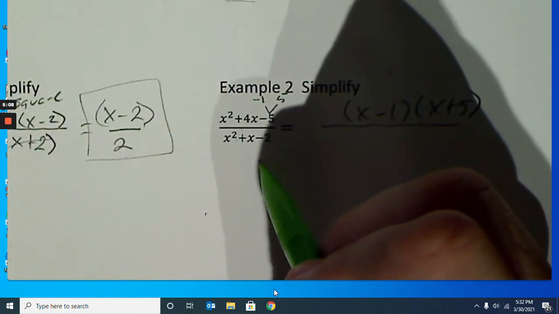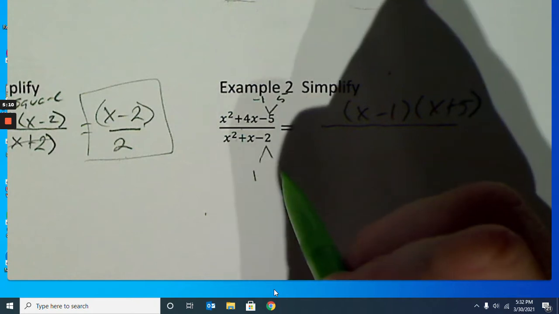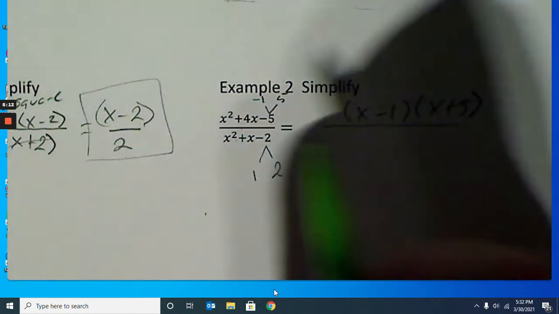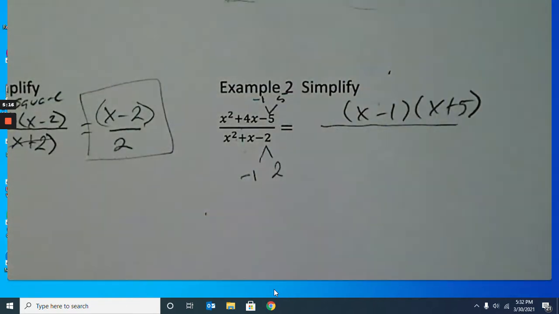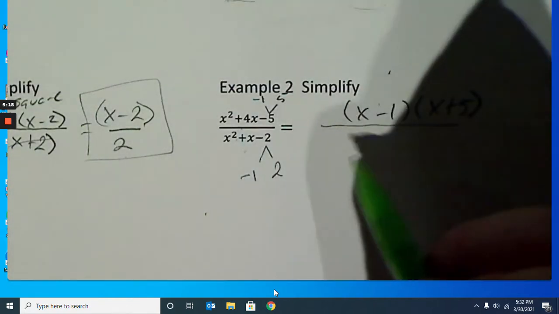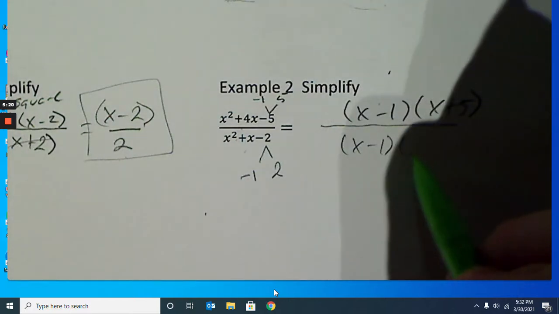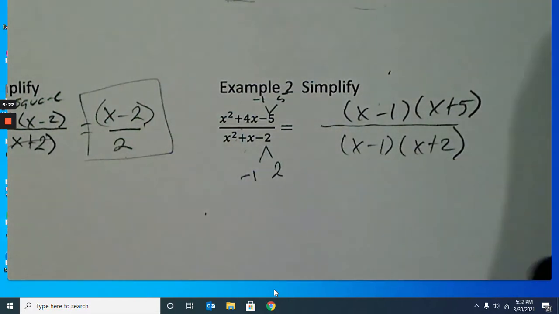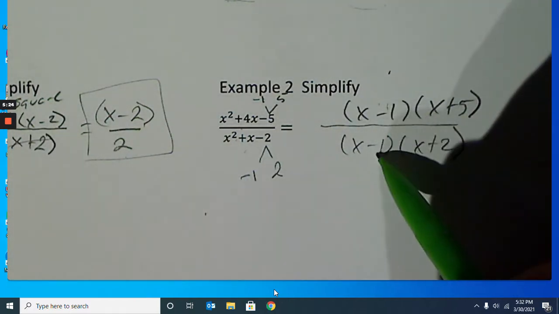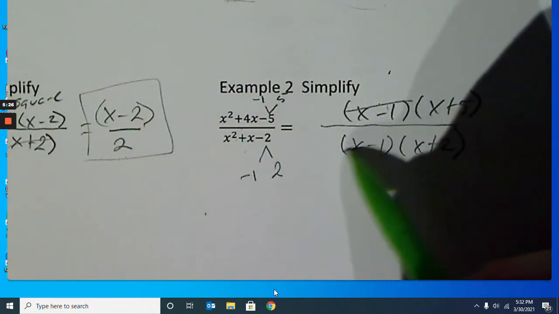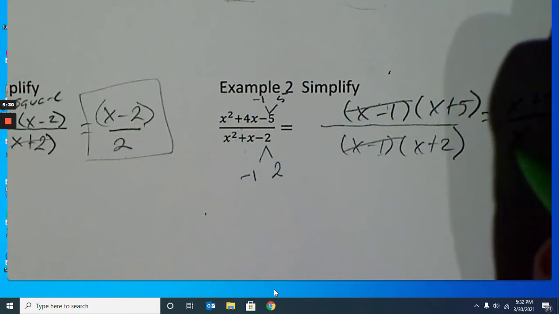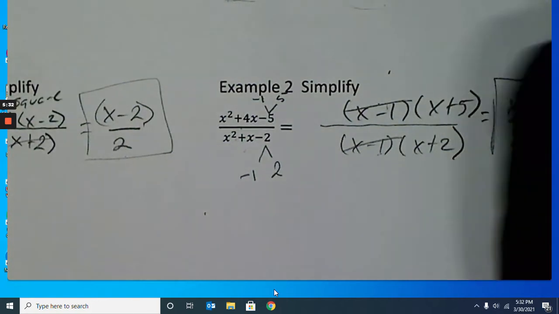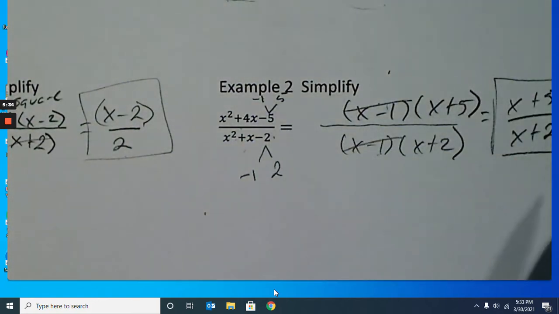And then I do the same thing on the bottom. I need a 2, which again is prime, so I do 1 and 2. But I need a positive 1 in the middle, so the only way to do that is to make this 1 a negative. That way I end up with x minus 1 and x plus 2. And again, the same rule applies. If I have two identical factors on the top and bottom, I can reduce or cancel those out, so that my final answer is just my remaining pieces. Okay, so that's the factoring that we've done to do this.